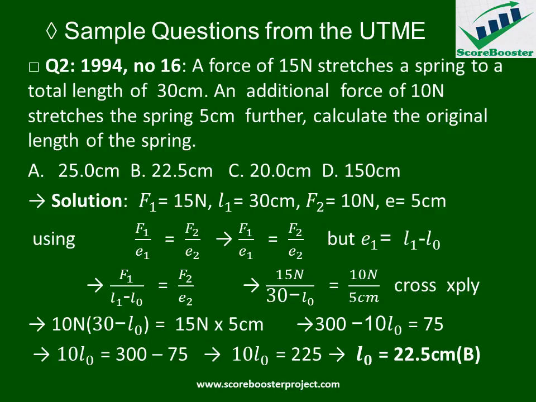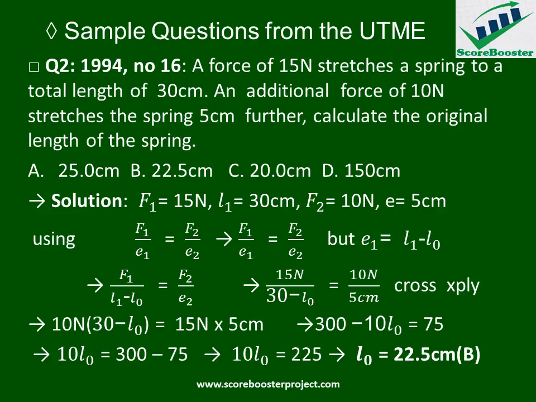Then when you substitute, our F1 is 15 divided by L1, that is 30 centimeter, minus L0, which is unknown, equals F2, that is 10 Newton, divided by E2, which is 5 centimeter. Then we can cross multiply. If we cross multiply, that will give us 10 N into (30 minus L0) equals 15 times 5. So 10 times 30 will be 300.